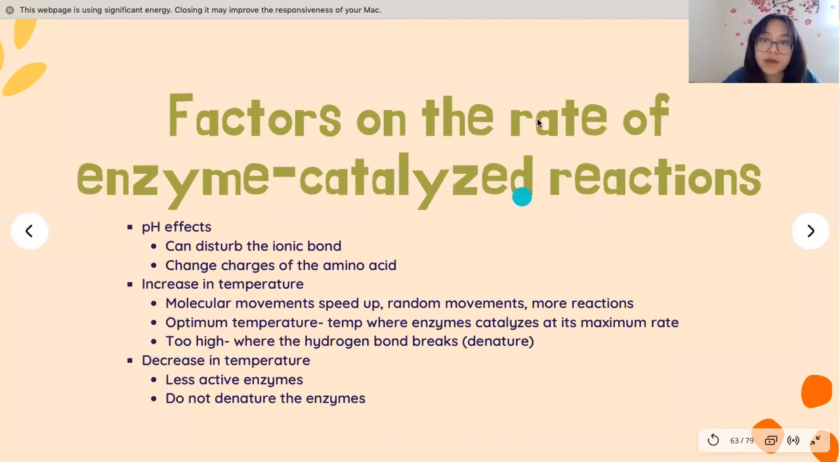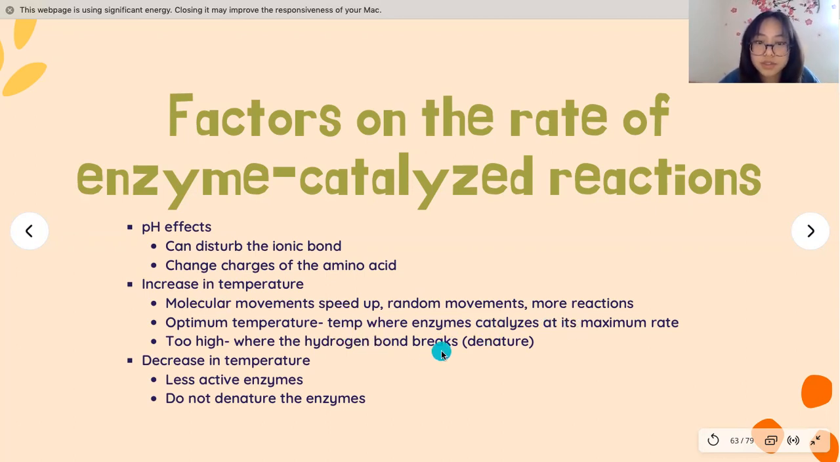So next up is the factors on the rate of enzyme catalyzed reactions. So pH, which can disturb the ionic bonds and change the charges of amino acids. You can also have increases in temperature, which makes the molecular movement speed up. There's more random movement, which means more reactions.